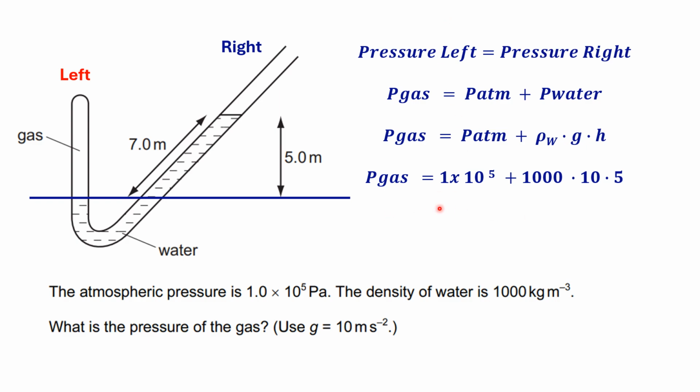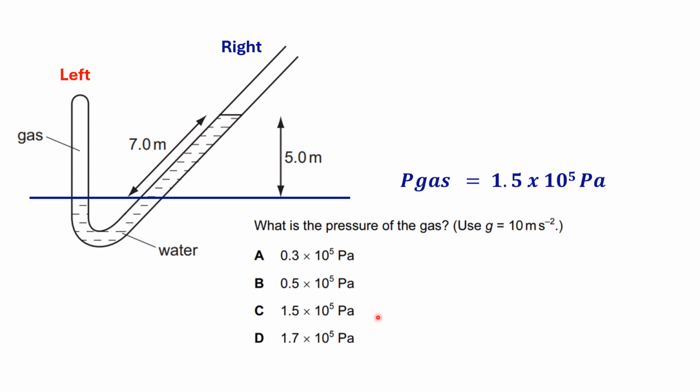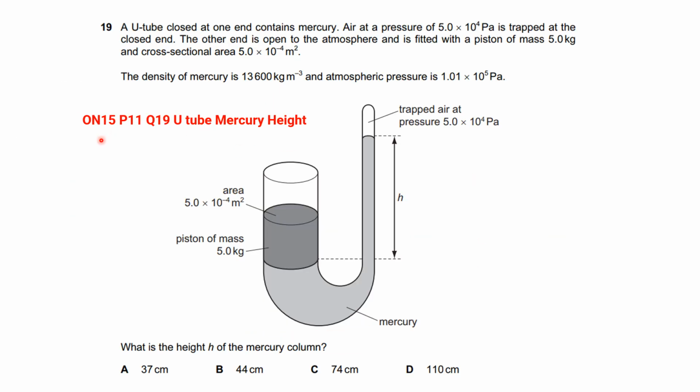Doing the substitutions, the pressure of the gas is 1.5 times 10 to the 5 pascal. Here are the options, and the correct answer is C. This question is from October-November 2015, paper 11, question 19.